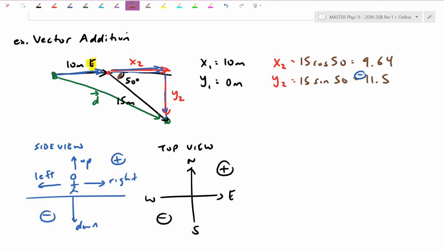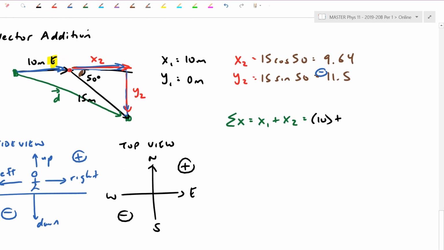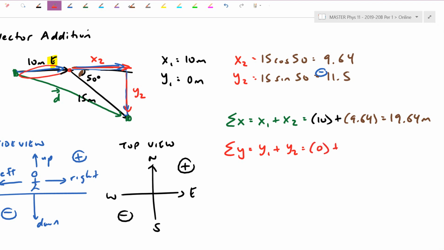Now that we have things broken down into x and y separately, we can just figure out what's the total amount of x that we did, which is simply going to be x1 plus x2. In this case, the first part of the motion took us 10, and the second part of the motion takes us an additional 9.64. I can do that math there, so 19.64. Let's say it's meters. We can add the y's. Not as interesting. y1 is actually 0, so I didn't go north or south from this vector, so 0 there. We have a negative 11.5 for y2. That takes me a negative 11.5 overall.